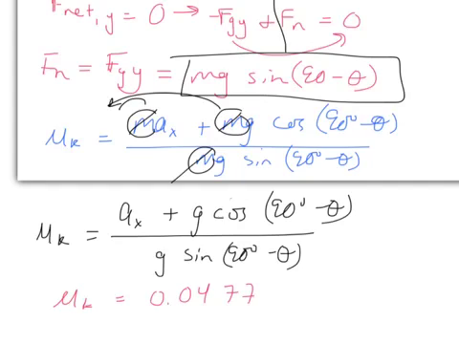And finally, one last time, remember that our answer, mu k, is not a function of mass. Mass drops off. It is a function of the acceleration and the angle. So if we had no acceleration again, if this dropped off, it means the object isn't moving. This becomes mu s, and this is our answer, the same answer we got for mu s in the previous problem.